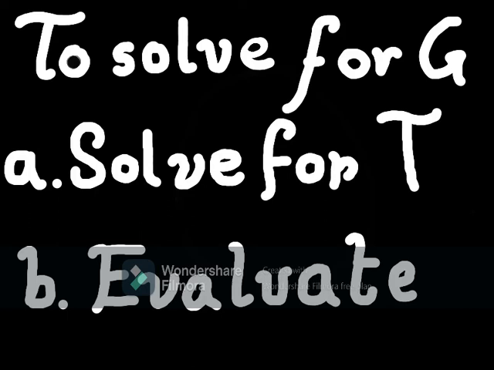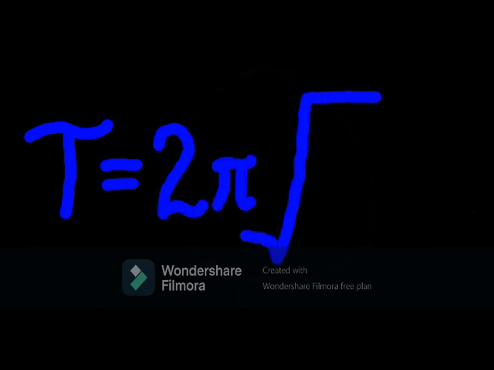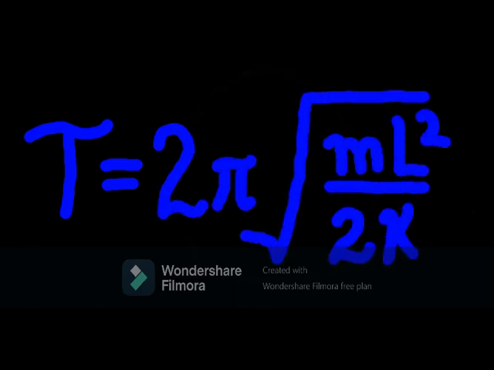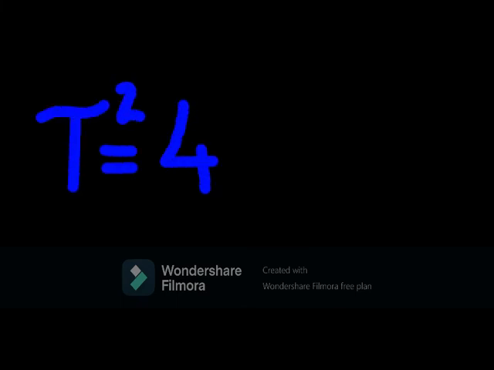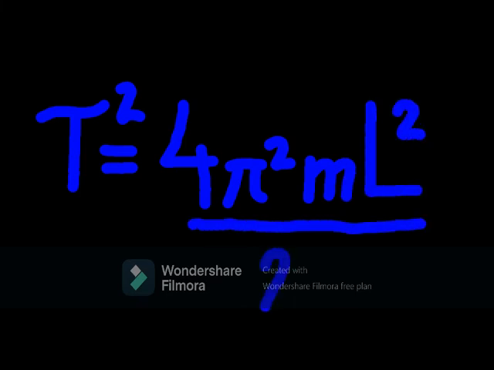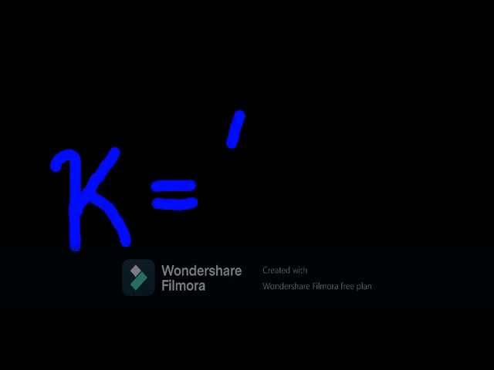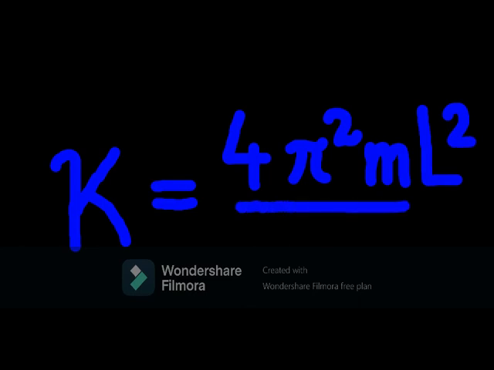Now, if we substitute the time period equation, we get this massive jargon. And I don't know about you, but that damn square root, it really annoys me. So, let's get rid of it, shall we? T square is equal to 4 pi square times ml square divided by 2 kappa. Rearranging, we get kappa equal to 4 pi square times ml square divided by 2 times time period square.